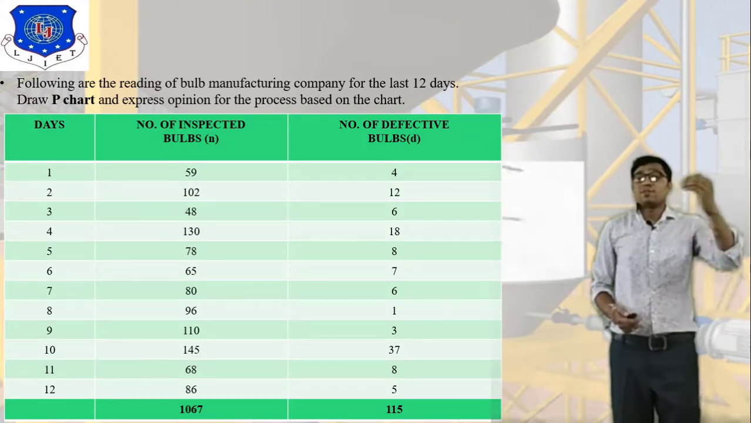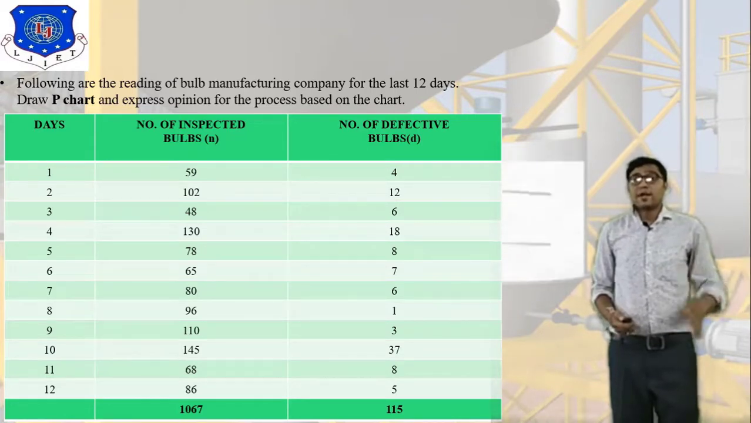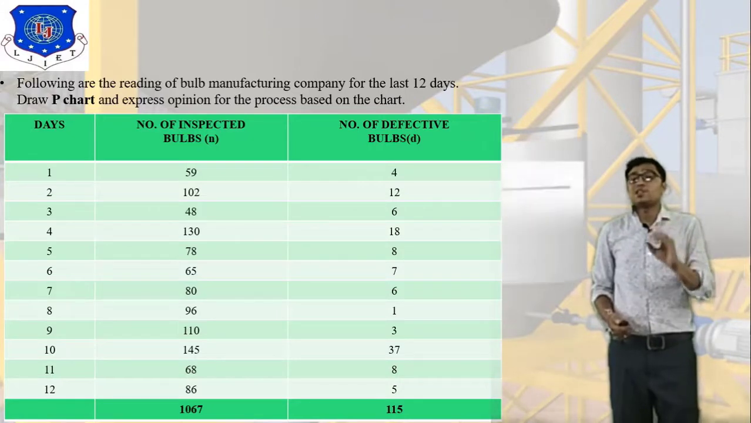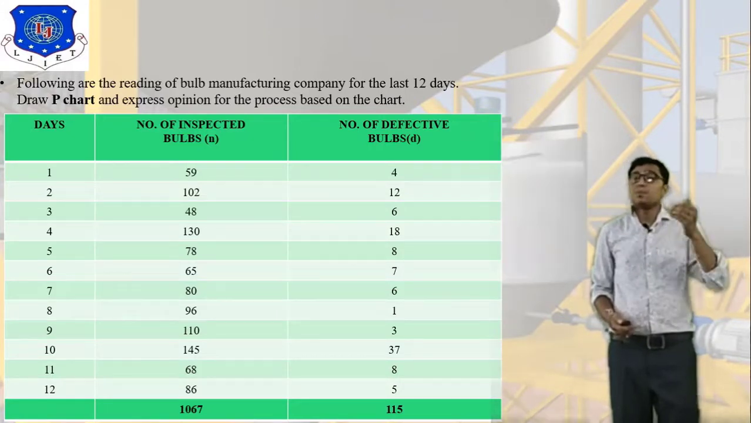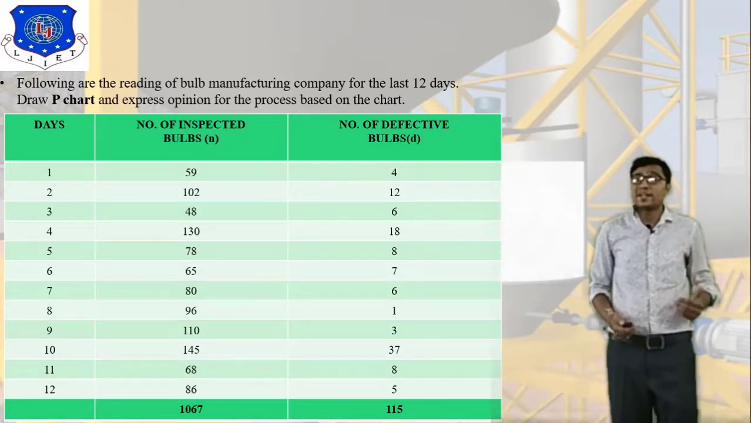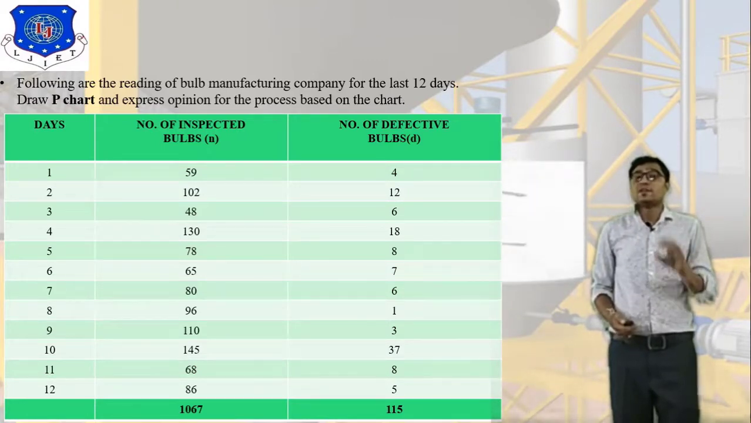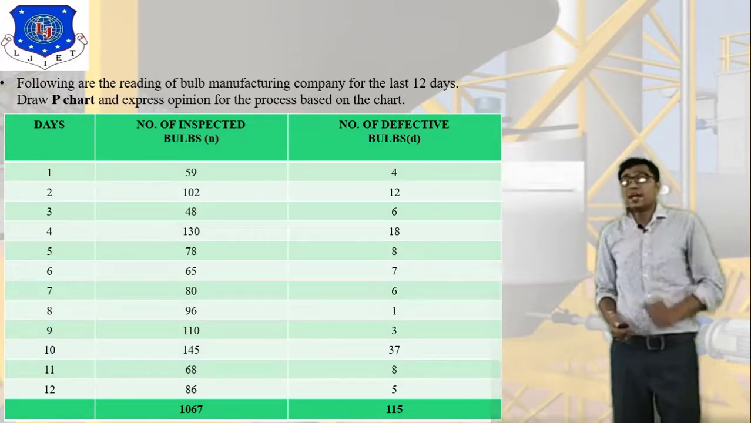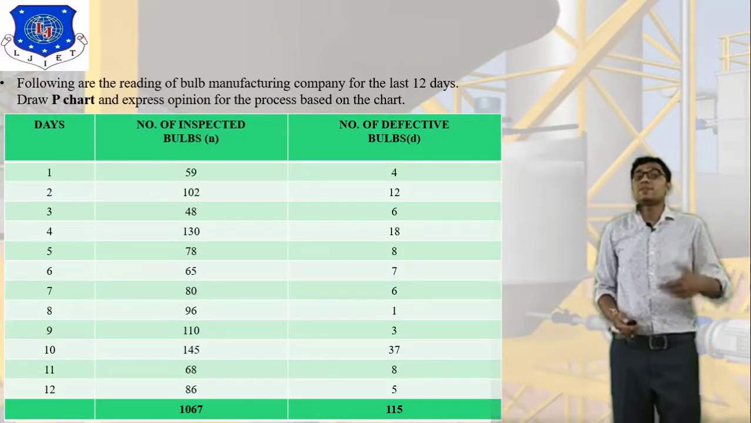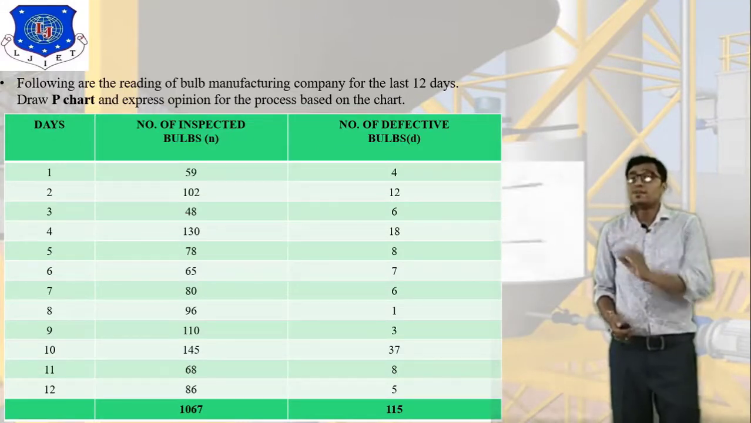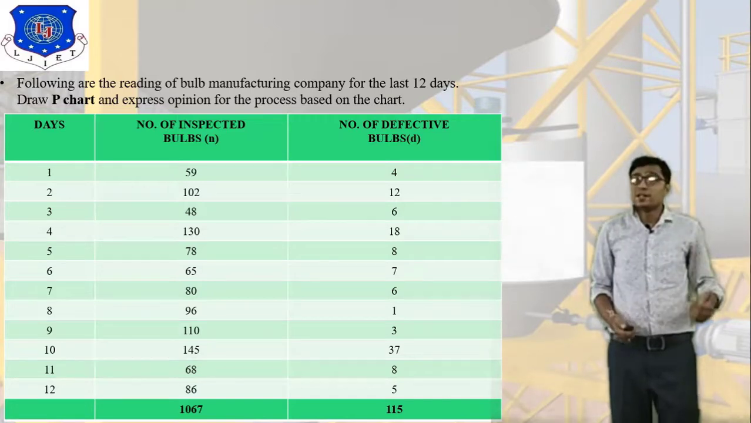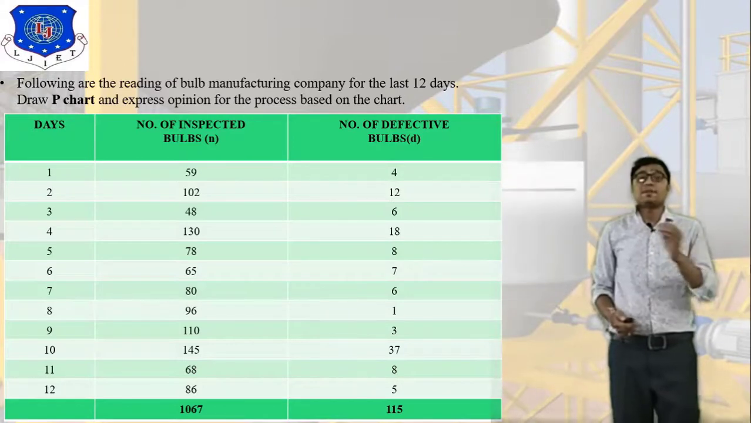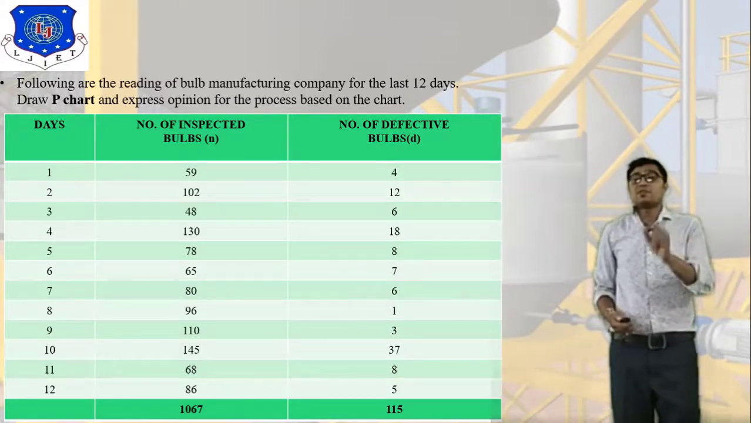Now calculate from day number 1 to day number 12. The number of inspected bulbs from day 1 to day 12 is 1067: 59 plus 102 plus 48 plus 130 up to 86. So the total inspected quantity is 1067. On the other hand, the number of defective bulbs is 115: 4 plus 12 plus 6 plus 18 plus 8 up to 5, which is equal to 115.